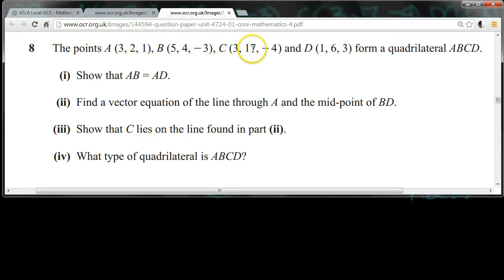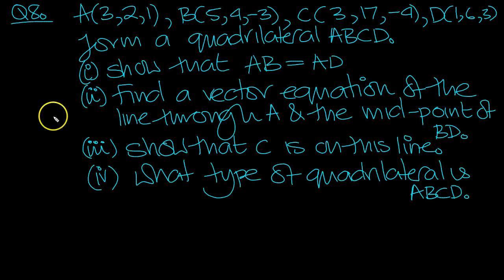The points A, B, C and D form a quadrilateral ABCD. Show that AB equals AD. Find a vector equation of the line through A and the midpoint of BD. Show that C lies on the line found in part 2. And what type of quadrilateral is ABCD? So that's the question then.